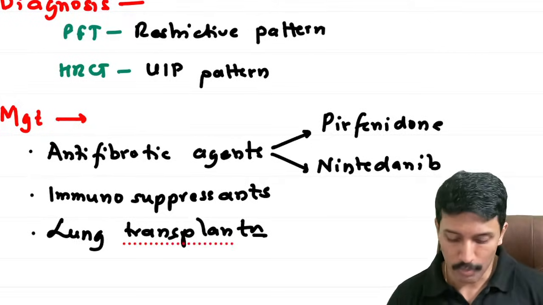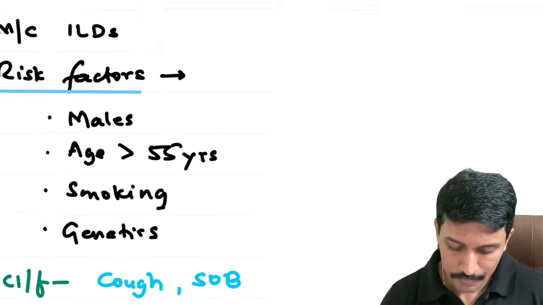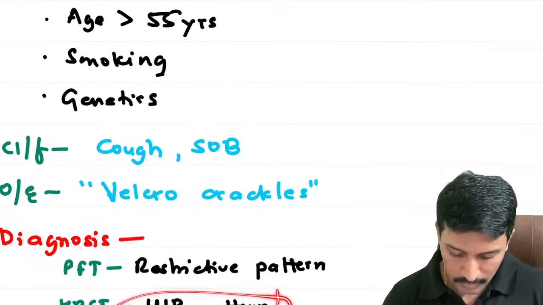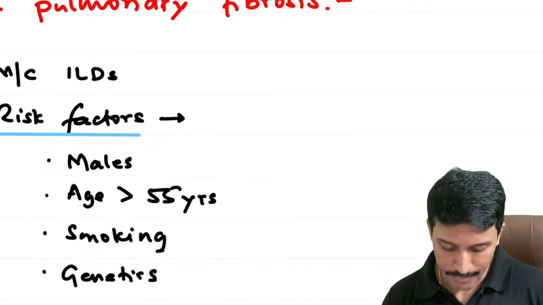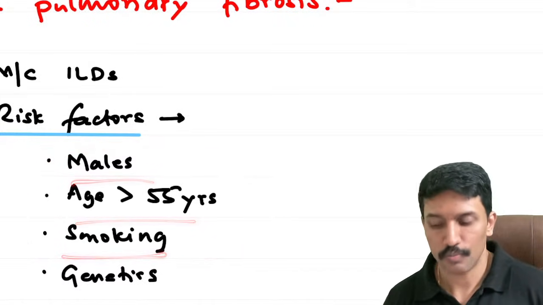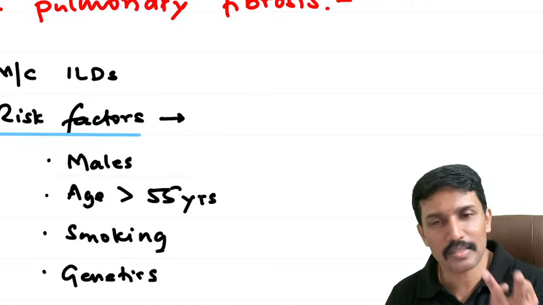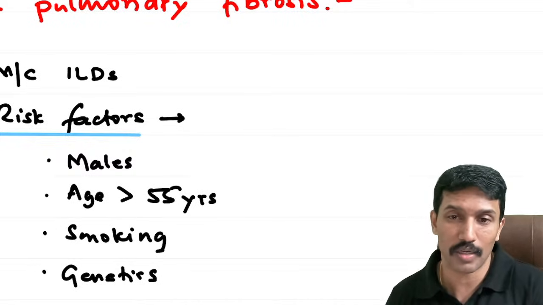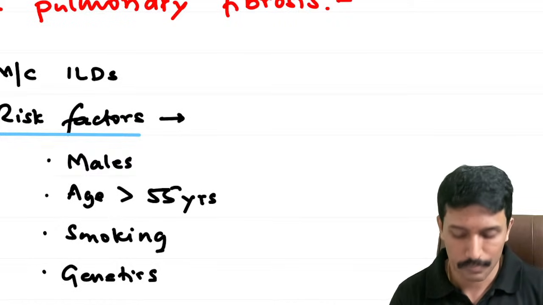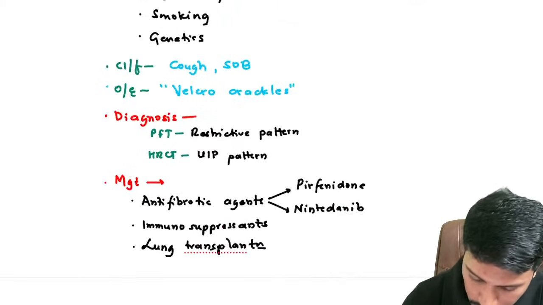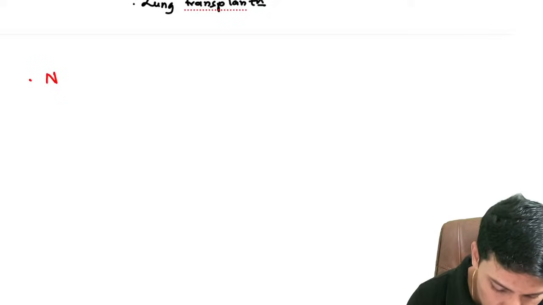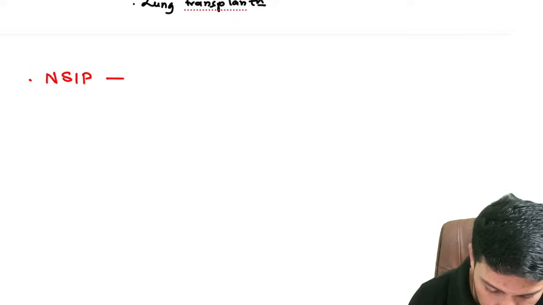This is about idiopathic pulmonary fibrosis. Key point to remember is it has UIP pattern, and it is typically more common in elderly males who have history of smoking. Please remember this point, because exactly opposite of it is what I want you to write when it comes to NSIP. So the second ILD that you need to write about is non-specific interstitial pneumonia, or NSIP.